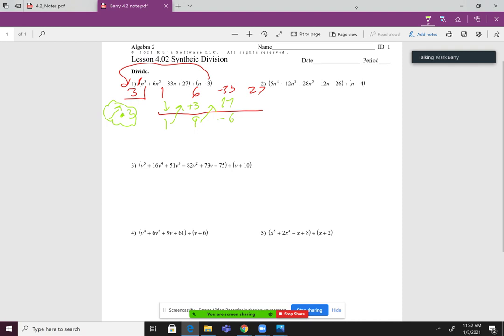And now I'm going to go back up again, once again. Anytime I move up, I'm going to multiply by what's in the cupboard. So I'm going to multiply by 3. So negative 6 times 3 is negative 18. I'm going to add down, and that gives me 9.